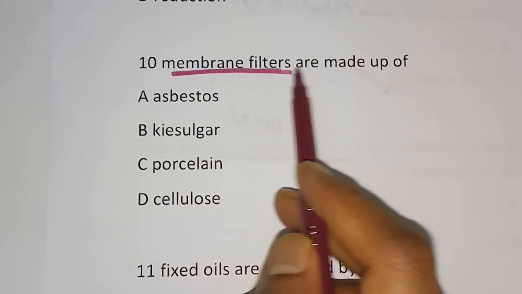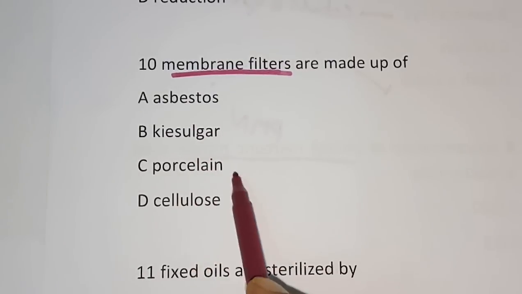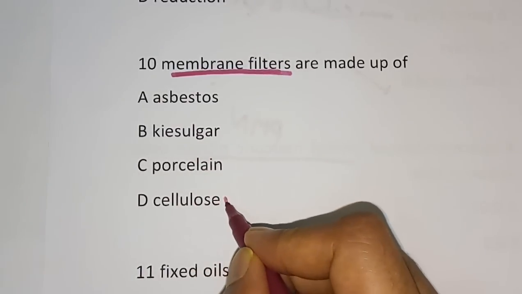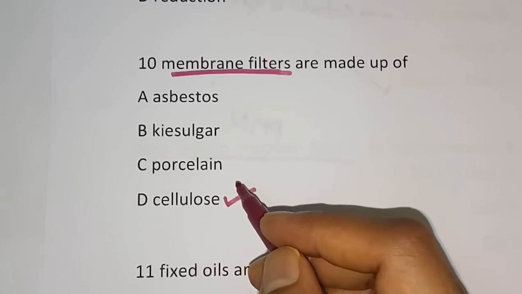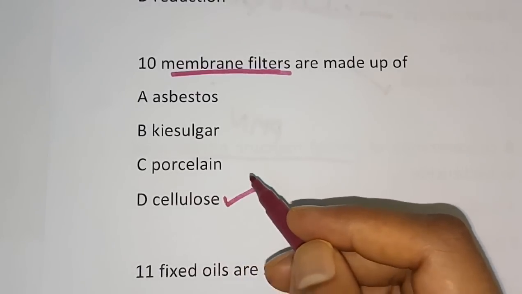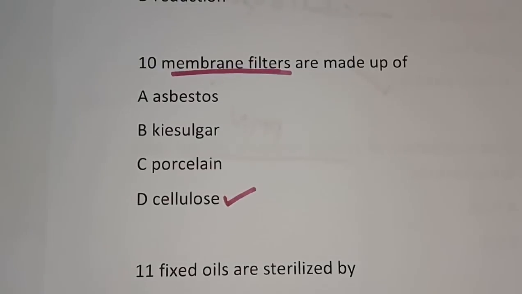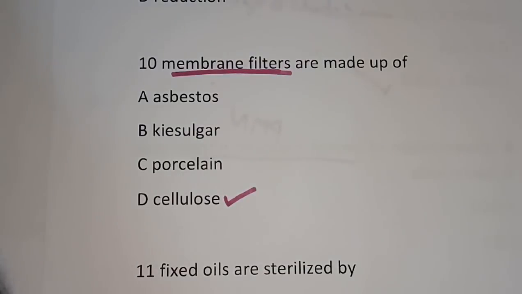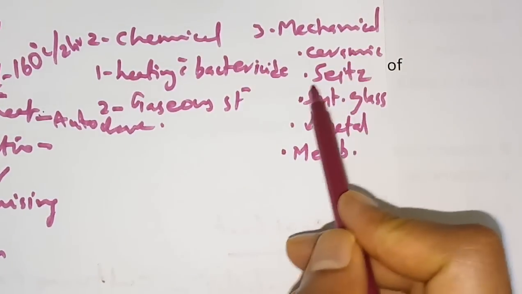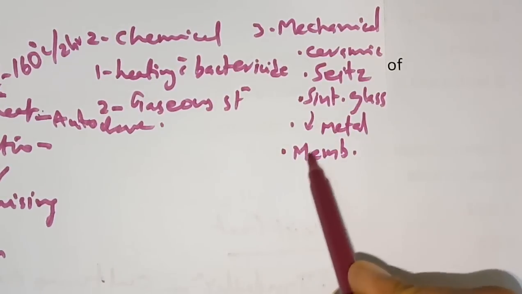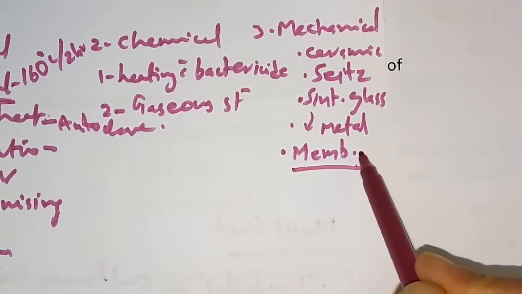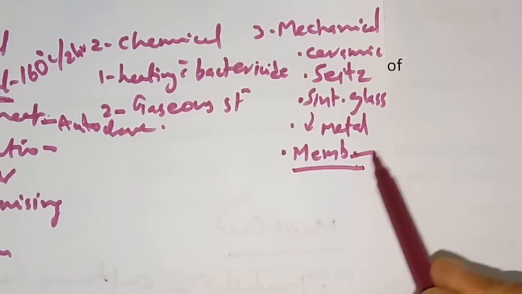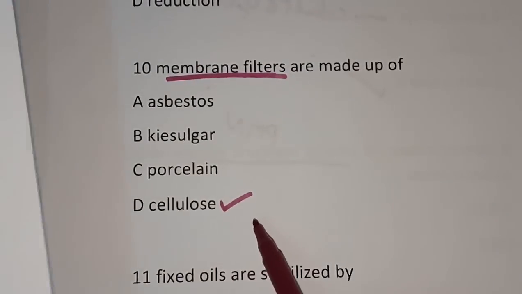Here the question is, membrane filters are made up of asbestos, kieselguhr, porcelain, cellulose. The correct answer is cellulose. So we will see some important filters and what they are made up of. These filters come under the mechanical method. That one I already talked about. Mechanical methods: ceramic filter, Seitz filter, sintered glass, sintered metal, membrane filter. This is the membrane filter. Membrane filter is made up of cellulose. This one we already discussed.